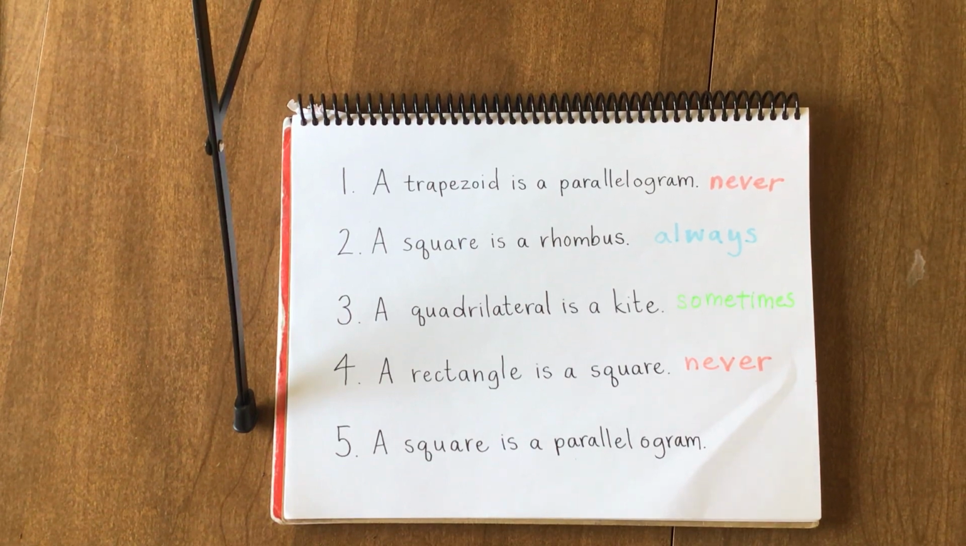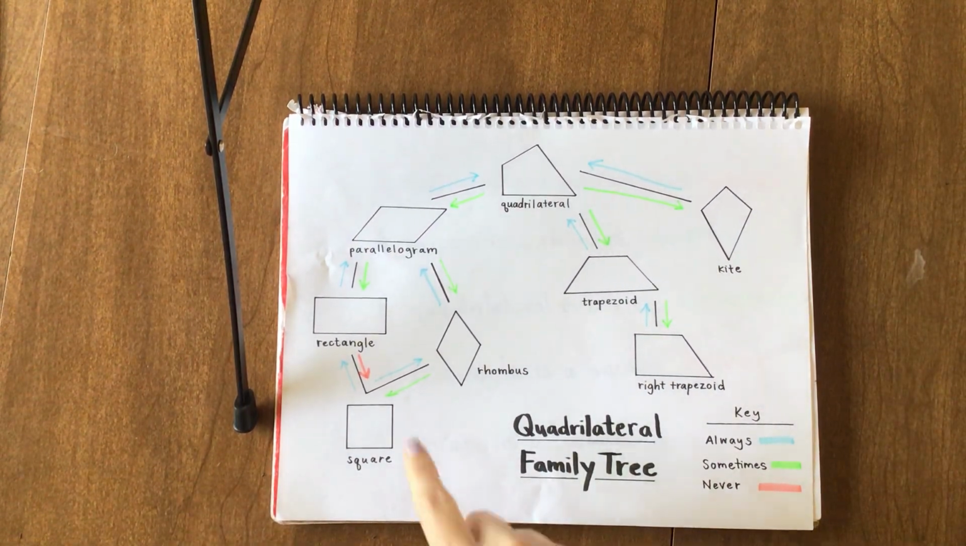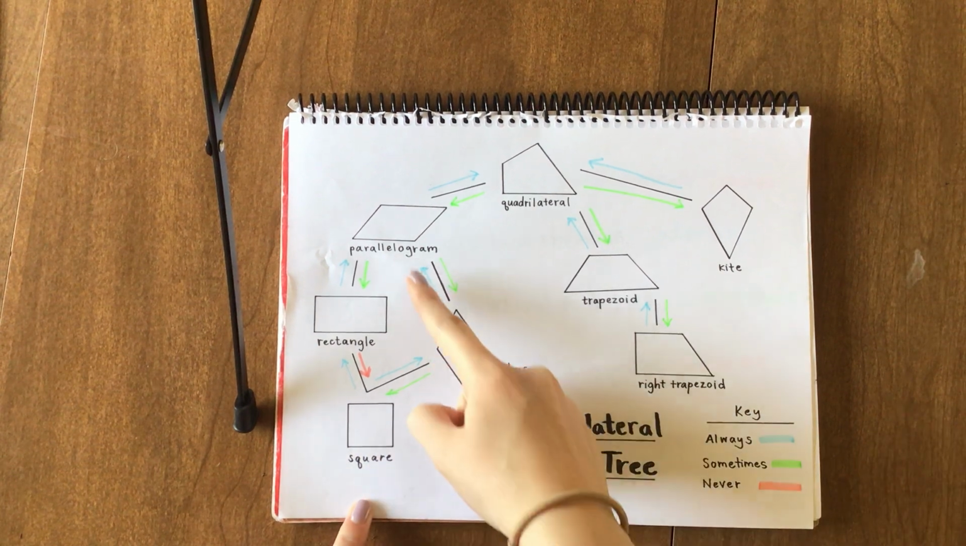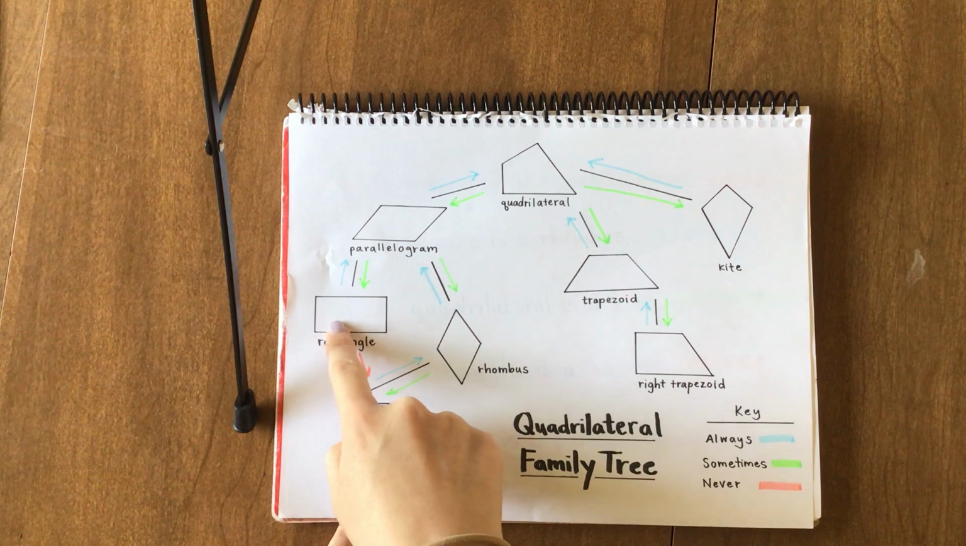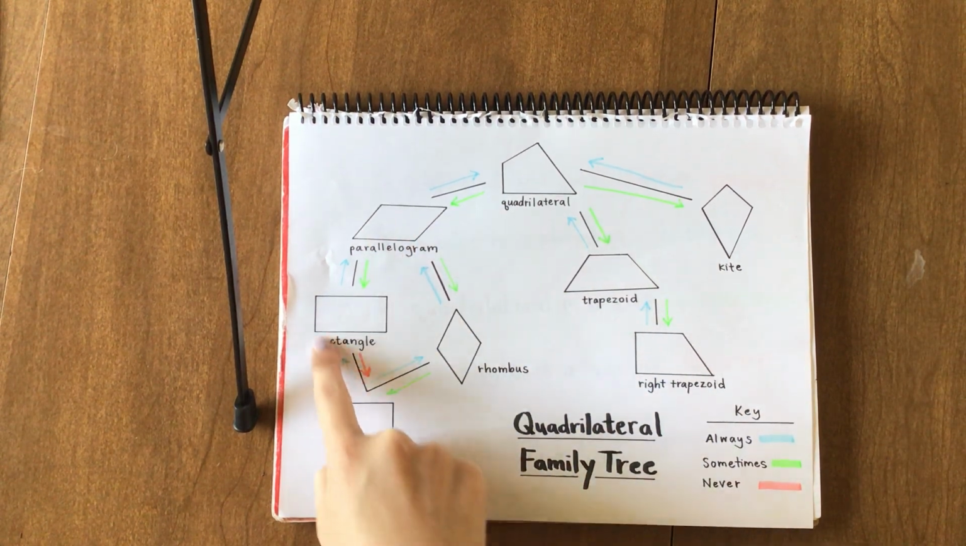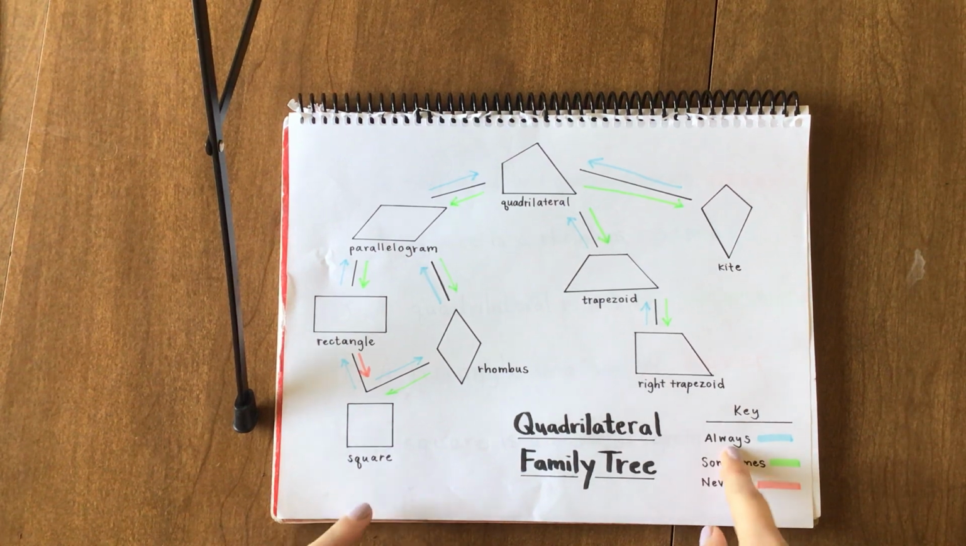Lastly, number 5, a square is a parallelogram. Looking at the quadrilateral family tree, we identify the square and then the parallelogram. Moving up towards the parallelogram, we see blue arrows. This means that a square is always a parallelogram.